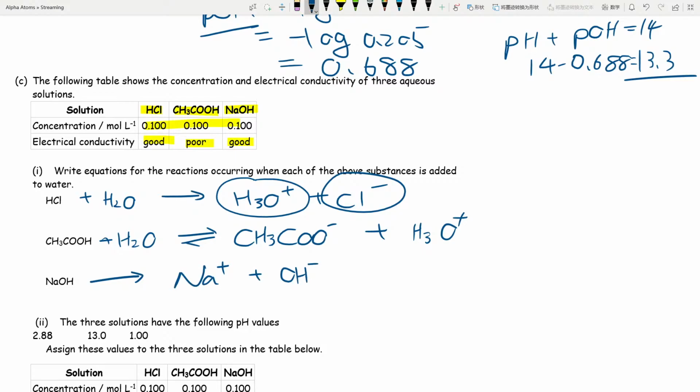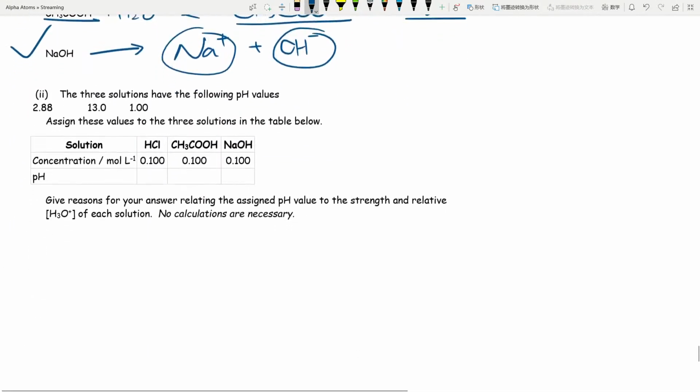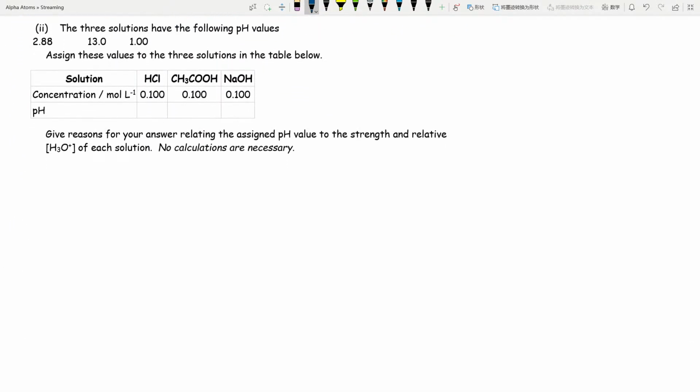So why are these good conductors? The ones I just ticked are good conductors because you have lots of free moving ions, since they completely dissociate. Whereas the weak acid only partially dissociates, so you only have a very small amount of free moving ions. Next one.